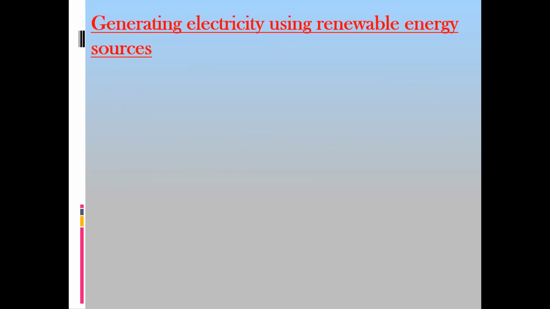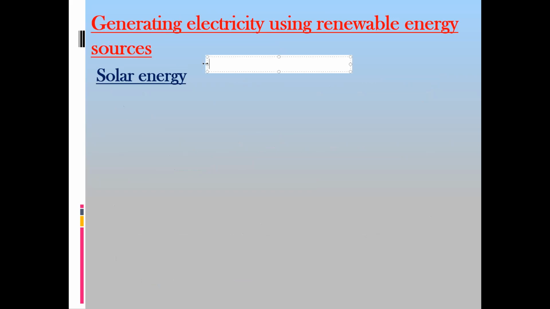Now, generating electricity using renewable energy. So we can produce electricity by using renewable energies such as solar and hydroelectric. So first one, solar energy. How can we produce electricity from solar energy?